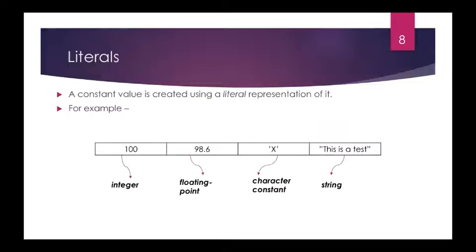Literals. A constant value is created using a literal representation of it. For example, 100 is an integer. 98.6, the constant value is a floating point. Character constant X within the single quotes, and the string, this is a test within double quotes. So these are the literals.